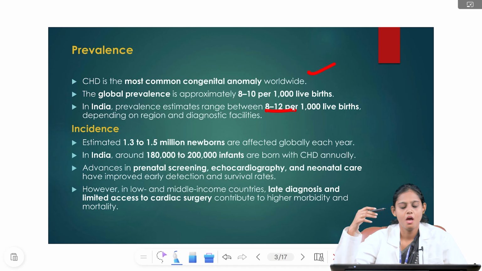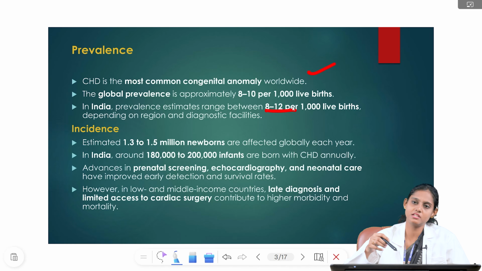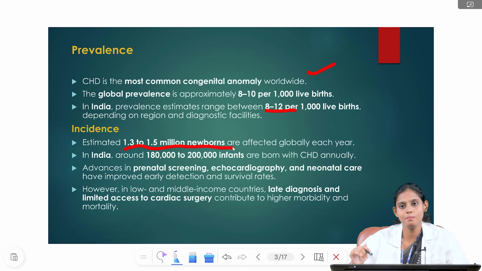When we look into the incidence, an estimated 1.3 to 1.5 million newborns are affected globally each year. In India, around 180,000 to 2 lakh infants are born with CHD annually. Advances in prenatal scanning, echocardiography and neonatal care have improved early detection and survival rates also. However, in low and middle income countries, late diagnosis and limited access to cardiac surgery contribute to higher morbidity and mortality.